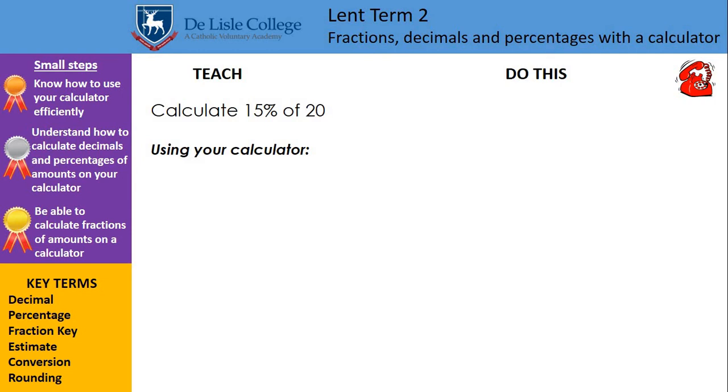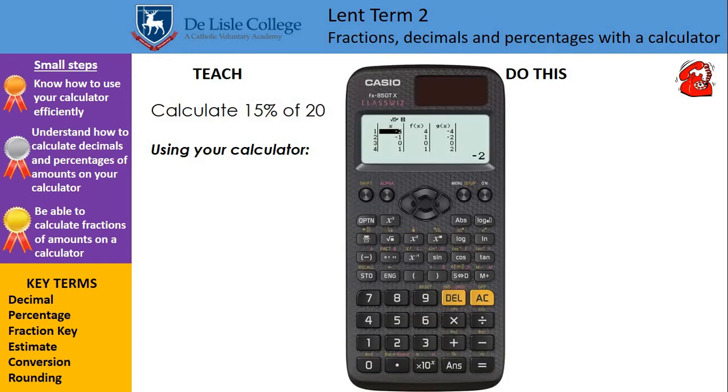So firstly, if we had a question like this, calculate 15% of 20. Now using my calculator, this is actually a very straightforward process. What we would first do is type in the number 15 onto my calculator, then press the shift button and then press the percentage button. What you should see is 15% now written on the display of your calculator.